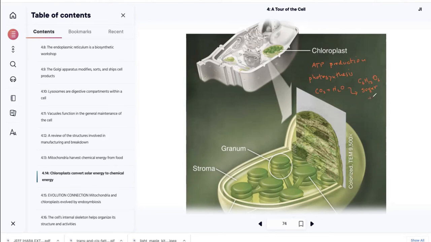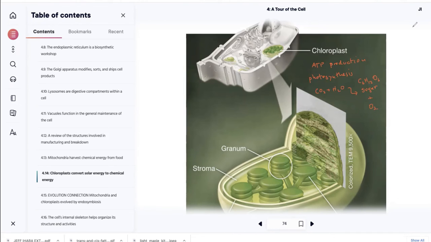C6H12O6, and we're also getting O2, oxygen gas. Right? In other words, chloroplast and mitochondria are definitely related in the sense of being energy processing plants for the cell. And consequently, we classify them together.